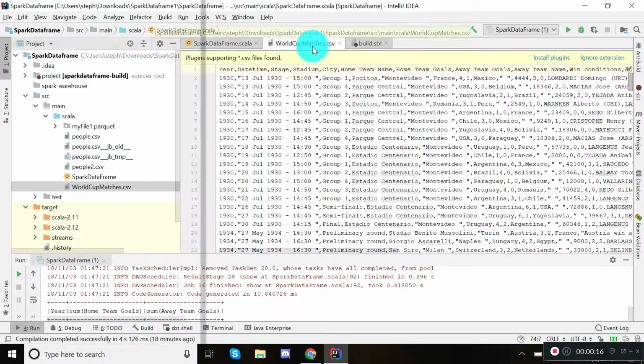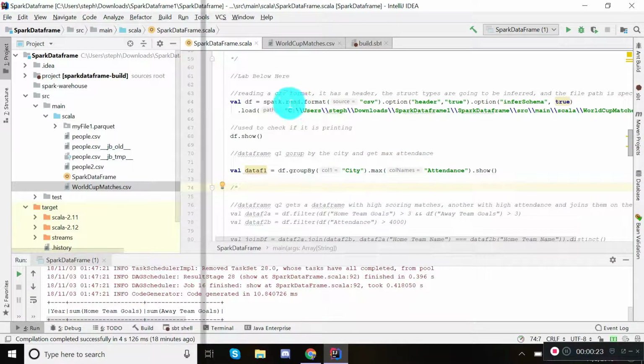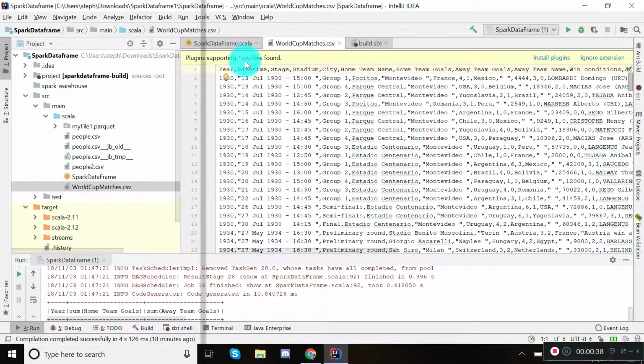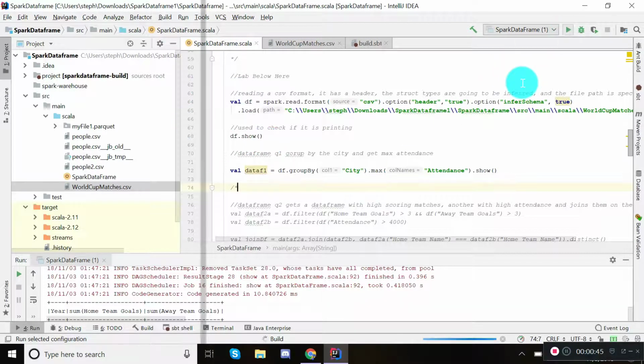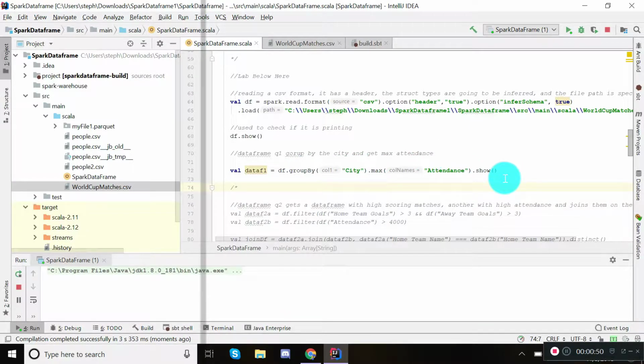The data set that I chose was the World Cup matches from Kaggle. And what I do is I obviously read it in the format CSV. It has a header. I am inferring the schema because it has different struct types. As you can see here, they're different than just strings. And then I'm going to show it. And my first query is going to group them by their city and then find the max attendance per city.